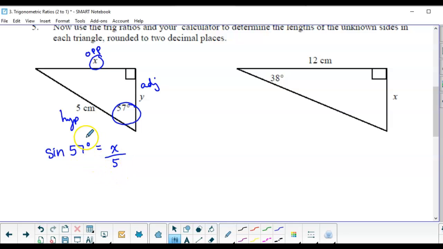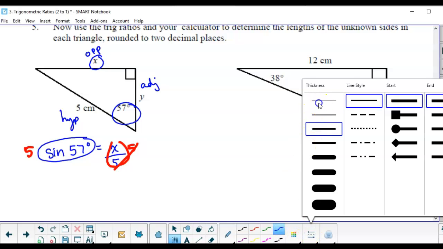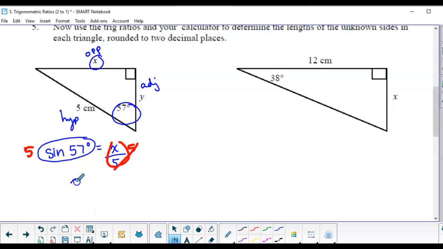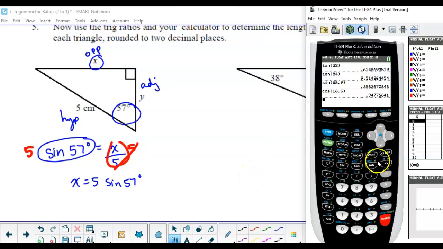I only have one unknown because this is a value. It's in my calculator. So if I want to solve for x, then I'm going to multiply both sides by 5. So those 5s divide out, and I end up getting x equals 5 sine of 57 degrees. So on your calculator, you go 5 sine of 57. And round to 2 decimal places would be 4.19.